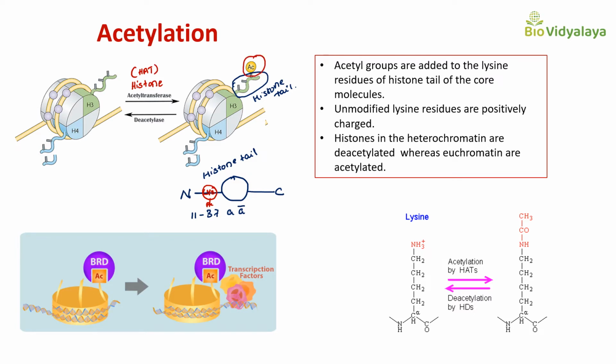So acetyl groups are added to the histone tail by histone acetyltransferase, and this is a reversible process. And these acetyl groups are removed by deacetylation by the enzyme called histone deacetylase. Okay, and the short form is HDAC.